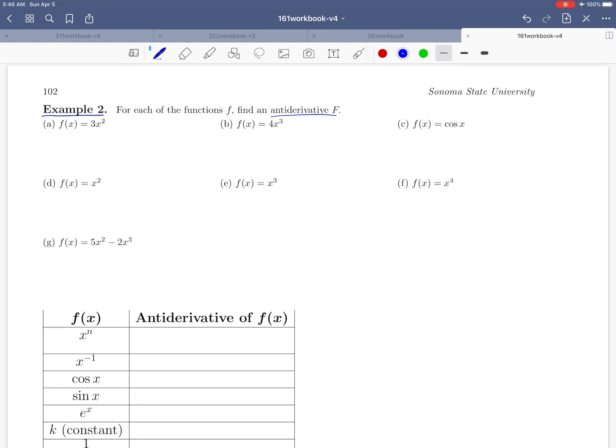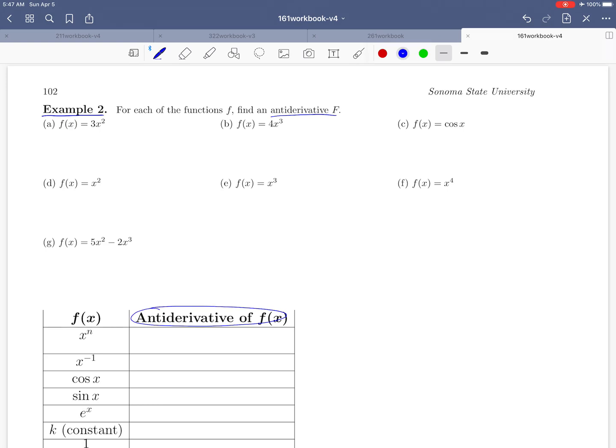So what we're going to do is to calculate these antiderivatives, maybe try to notice some patterns, and then in the next video we're going to look down at this table and see if we can come up with some general formulas for antiderivatives of common functions, which is going to help us to calculate definite integrals.